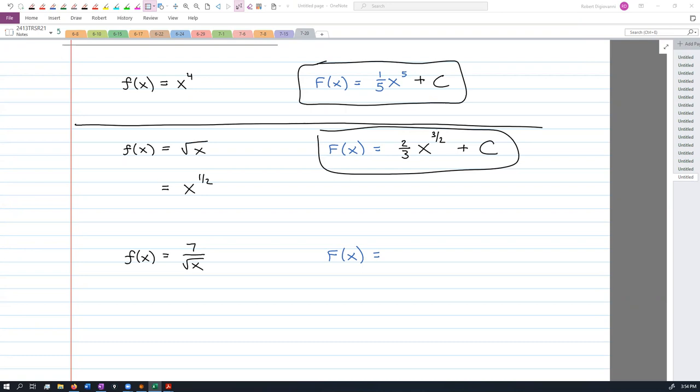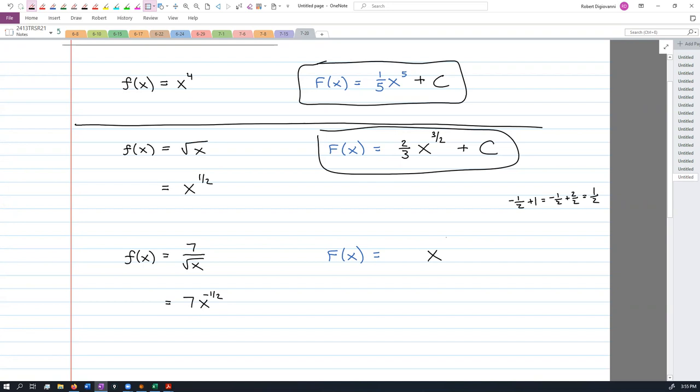I would first rewrite the square root of x as x to the negative 1/2. So 7x to the negative 1/2. That looks good. And then you would add 1 to the negative 1/2, making it a positive 1/2, because you're adding 2/2. That gives you positive 1/2. So that's what you want as your power up here?